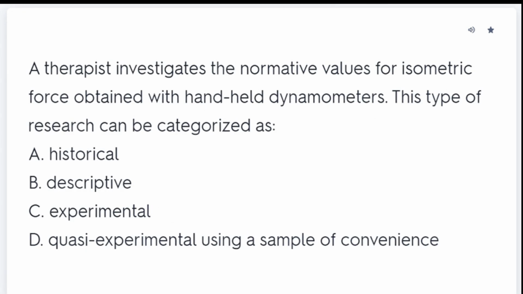A therapist investigates the normative values for isometric force obtained with handheld dynamometers. This type of research can be categorized as A. historical, B. descriptive, C. experimental, D. quasi-experimental, using a sample of convenience.